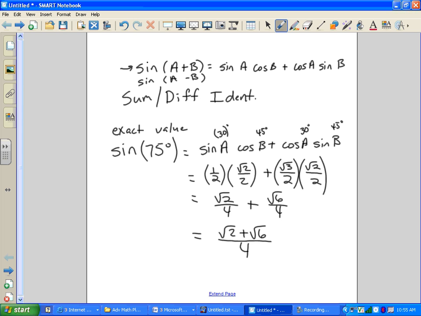Later on, and I'm going to establish this tomorrow, we're actually going to start memorizing that because it's going to be to our advantage. But we're going to derive them out first.